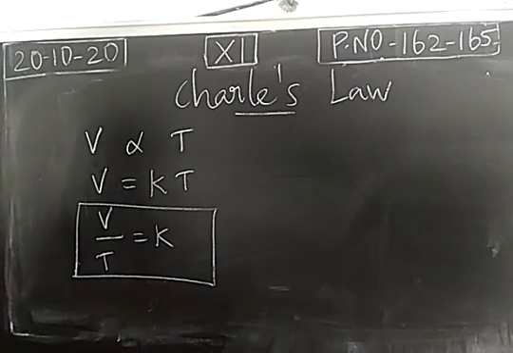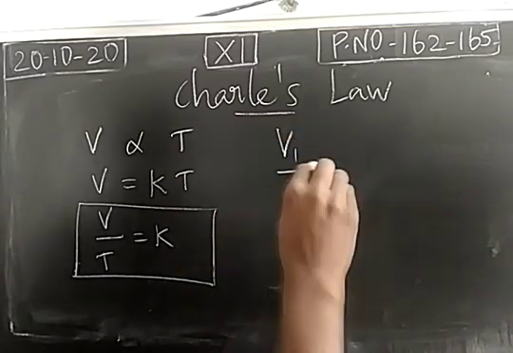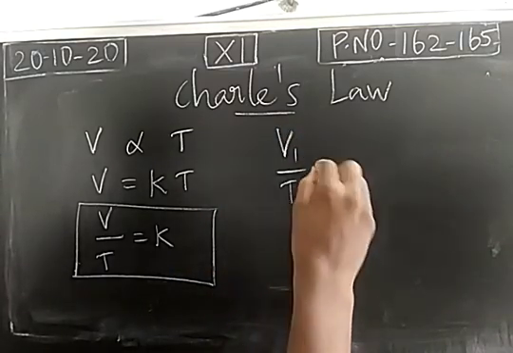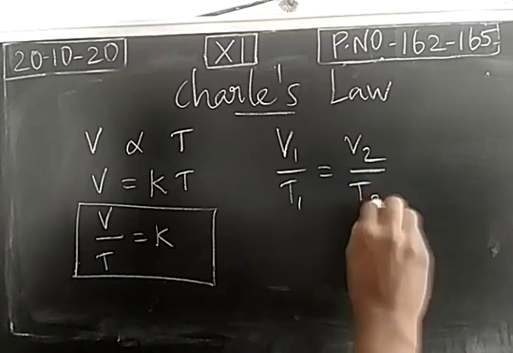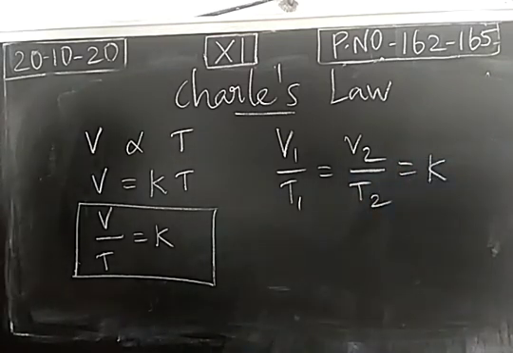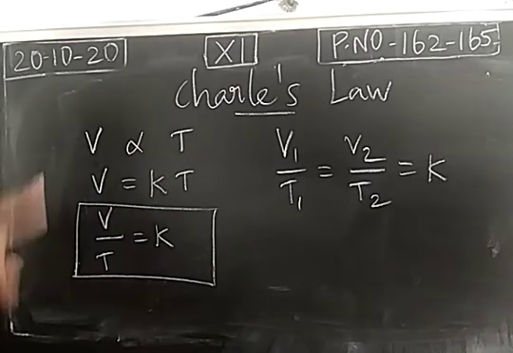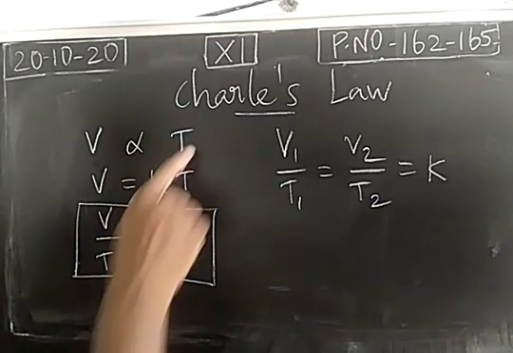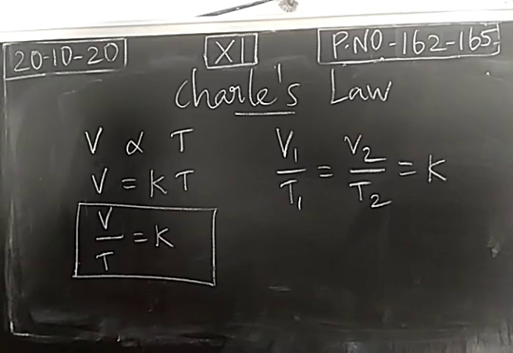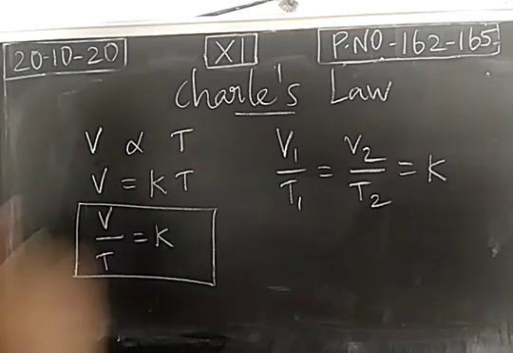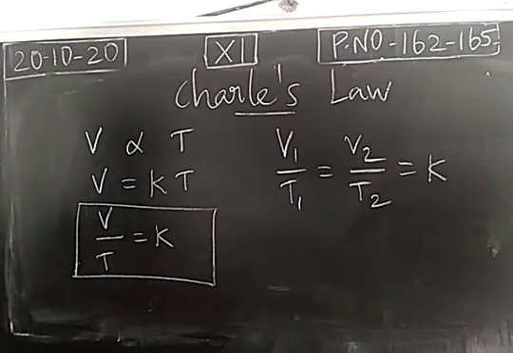At two different temperatures, we may write the expression as V1 by T1 is equal to V2 by T2 is equal to K. So Charles's law relates volume with temperature. When temperature changes, volume will also change. When we increase the temperature, volume will increase for gaseous molecules at constant pressure. When temperature is reduced, volume will also be reduced. So both are directly proportional.